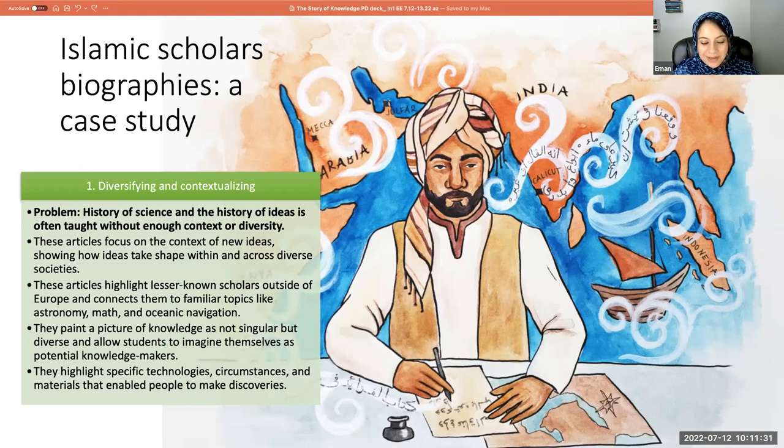Or maybe in a class where you're talking about, for example, chemistry or alchemy, that makes sense, or algebra might make sense somewhere. So in addition to showing that these scholars are diverse, we want to show that knowledge itself is diverse. It's not singular. We have so many different ways to think about something like chemistry or mathematics.